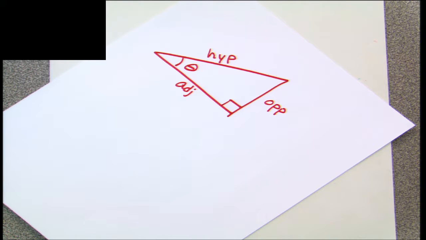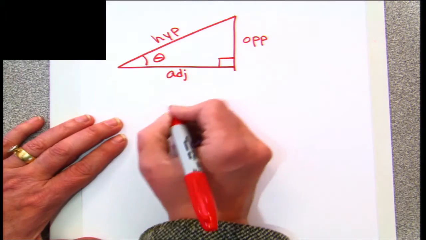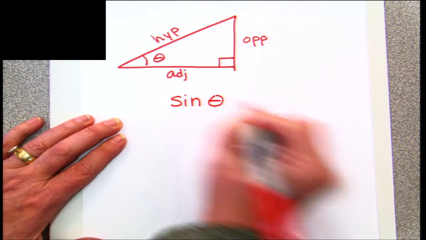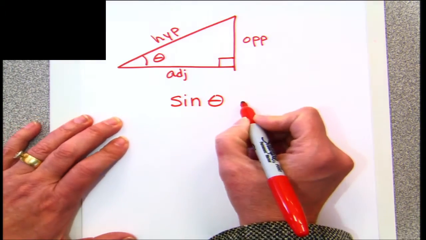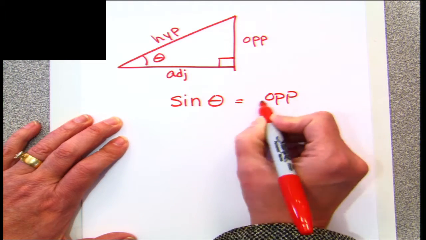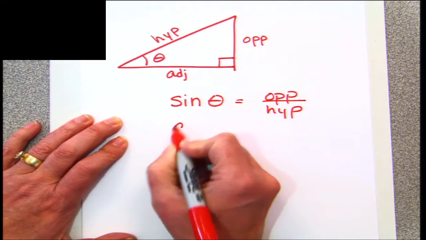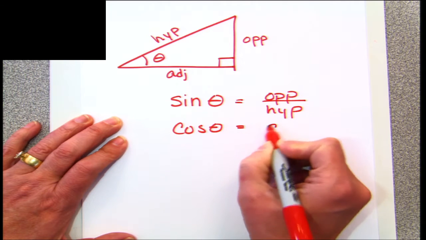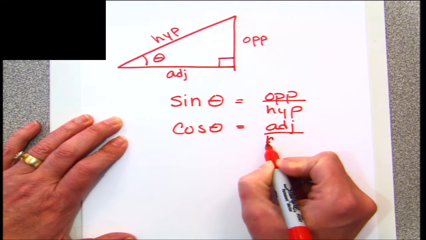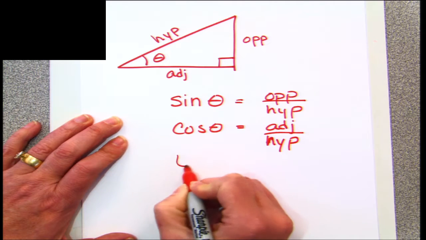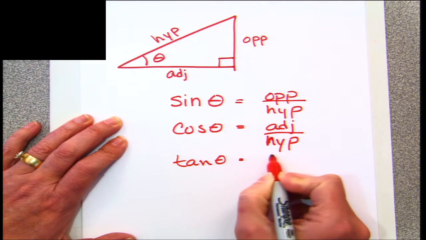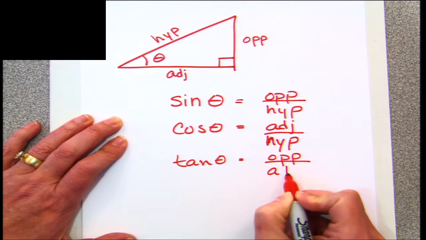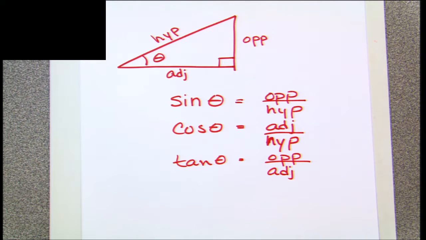All right. In this configuration, the sine of the angle is going to be the opposite over the hypotenuse. The cosine of the angle is going to be the adjacent over the hypotenuse. And the tangent of the angle is going to be the opposite over the adjacent. And now I don't get confused with my Cartesian coordinates, x, y, or whatever, and I can move that triangle around the way I want to.